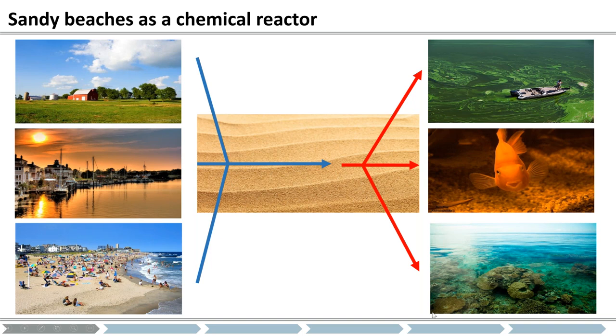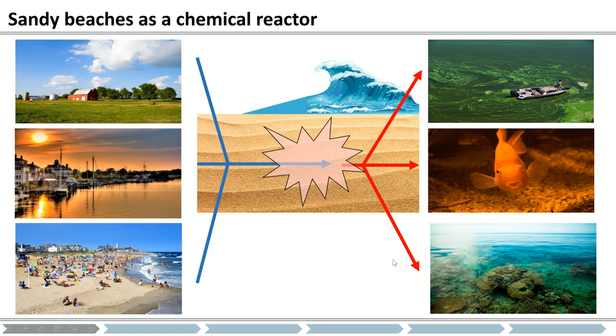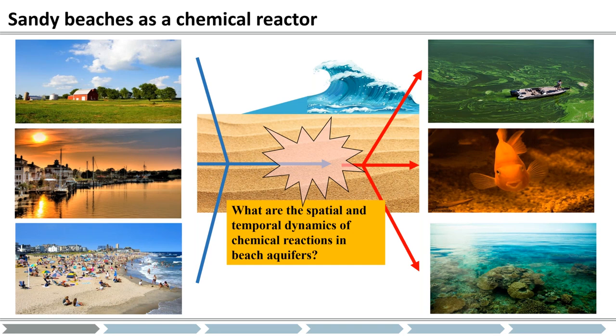Traditionally, we thought sandy beach aquifers were not very reactive because of their low organic carbon content. But recently, we've been finding that the mixing between fresh groundwater and salty seawater during waves and tides actually promotes a lot of biogeochemical reactions that are beneficial to decreasing the amount of terrestrial nutrients. Specifically, in my research, I look at denitrification, or the consumption of nitrate into N2 gas. My overarching question is: what are the spatial and temporal dynamics of chemical reactions in beach aquifers?